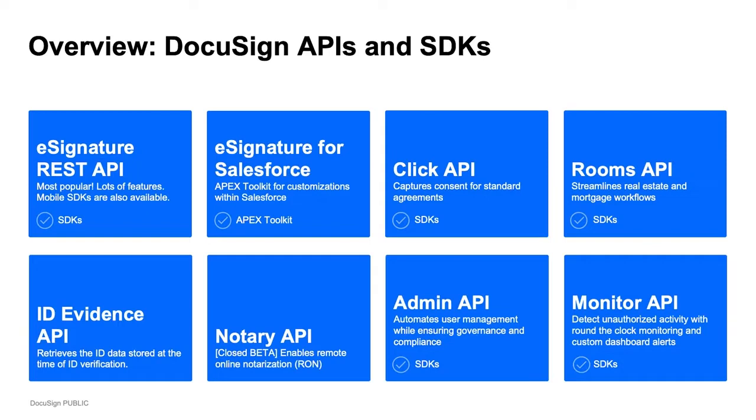The Notary API enables online remote notary and is currently available as a closed beta. The Admin API helps automate the management of users, accounts, and single sign-on and enables bulk operations. And lastly, moving on to the Monitor API, it can be used to detect unauthorized activity. You can also set up custom alerts in your dashboard, and you'll be able to respond quickly to verified threats.